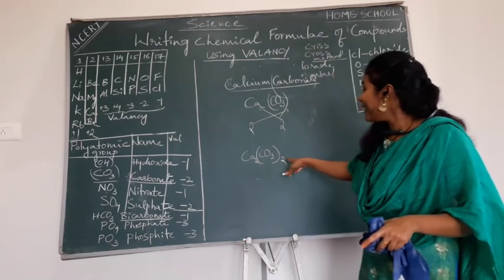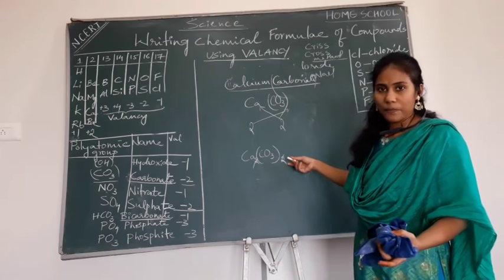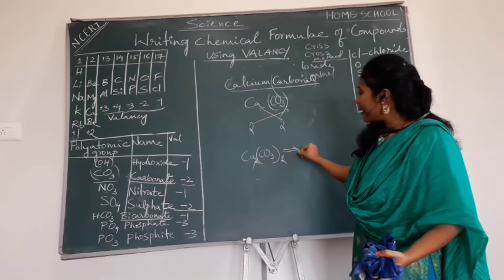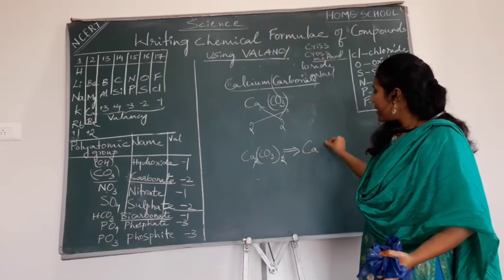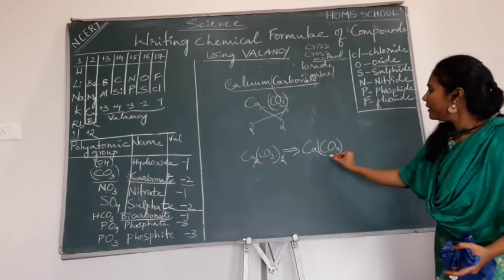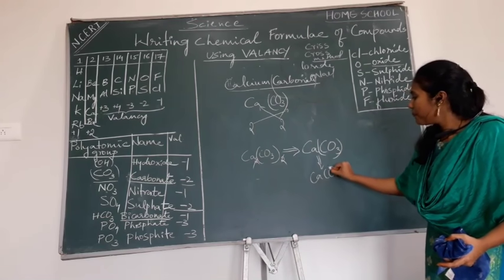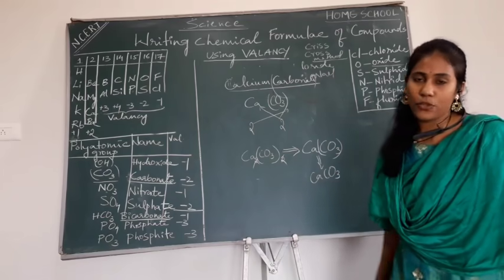Okay, but when the digit is the same, these numbers will get cancelled, right? Say, 2 ones are, 2 ones are, the numbers are getting cancelled. Then in that case you can just write CaCO3. Okay, or you can open the bracket. No need of mentioning any bracket also. Okay, CaCO3, like this you can write.